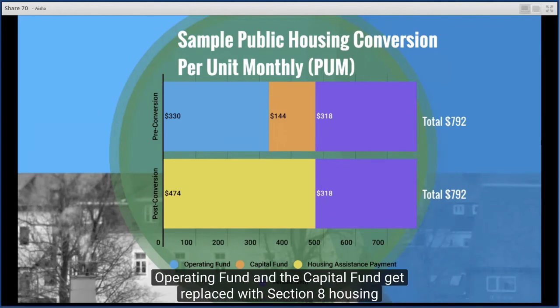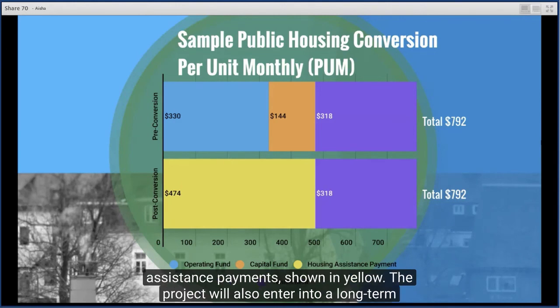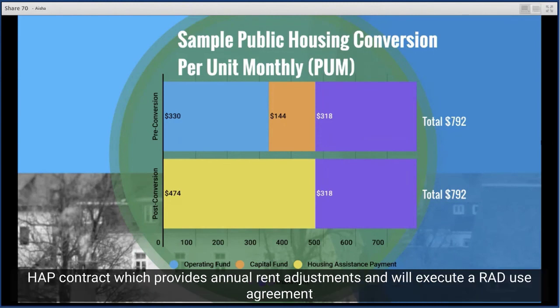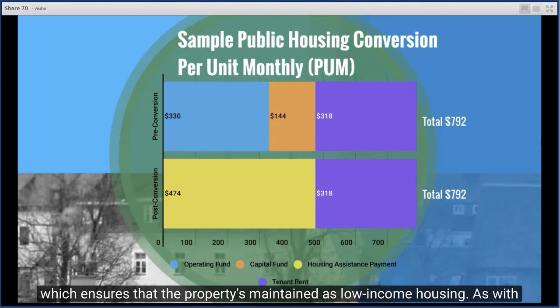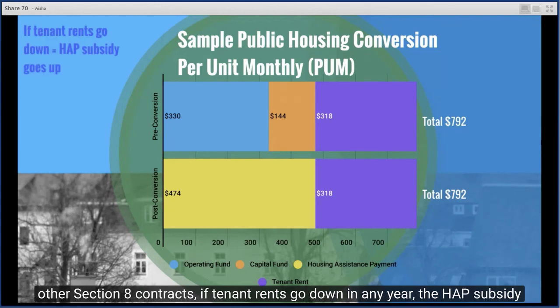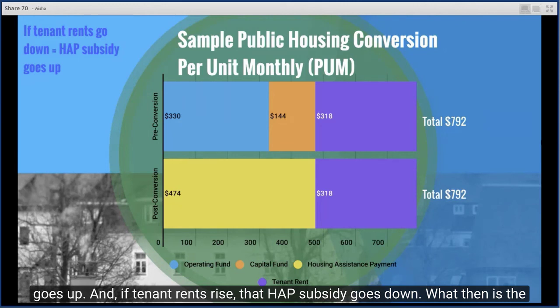The operating fund and the capital fund get replaced with Section 8 housing assistance payments shown in yellow. The project will also enter into a long-term HAP contract, which provides annual rent adjustments, and will execute a RAD use agreement, which ensures that the property is maintained as low-income housing. As with other Section 8 contracts, if tenant rents go down in a year, the HAP subsidy goes up. And if tenant rents rise, the HAP subsidy goes down.